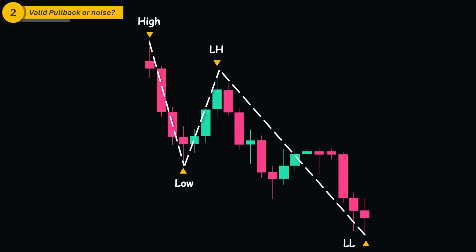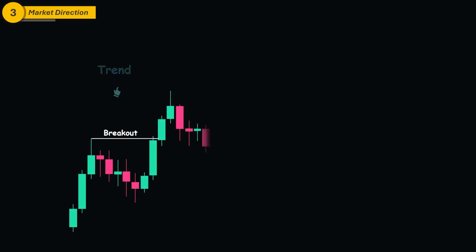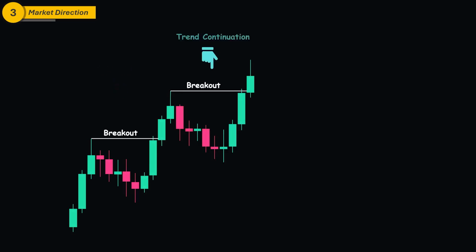Now that we know how to identify impulse and pullback, let's talk about market direction. When we see 1, 2, 3 moves breaking above the previous structure, that tells us we're in a trend. If the price then forms another pullback and impulse, we have trend continuation.